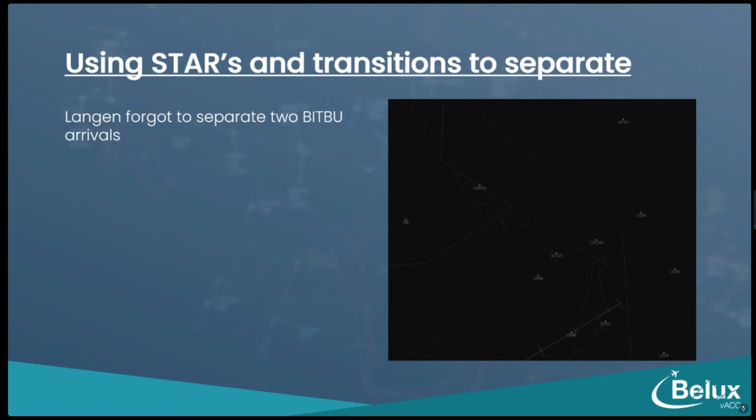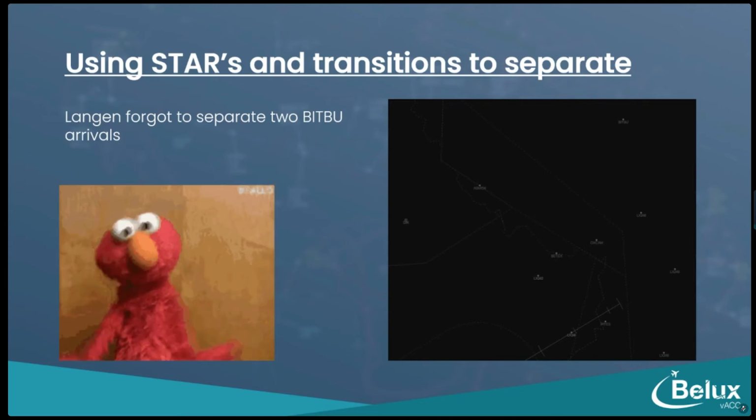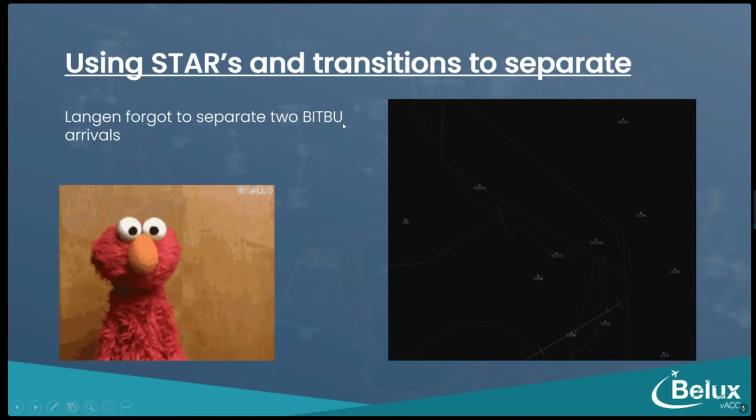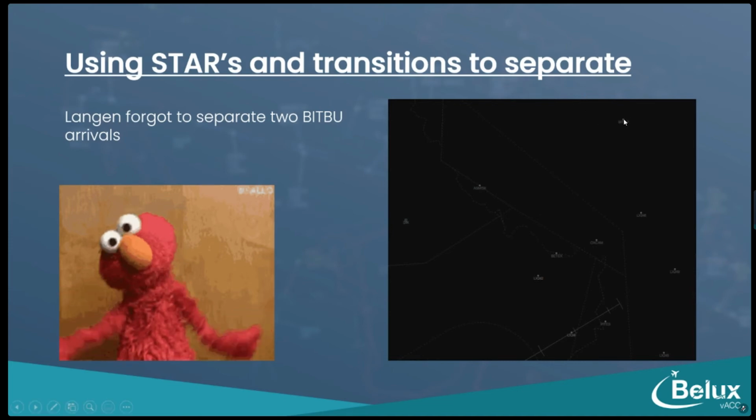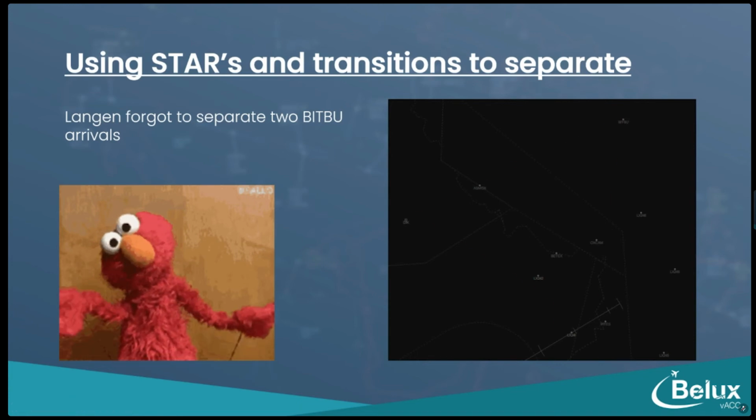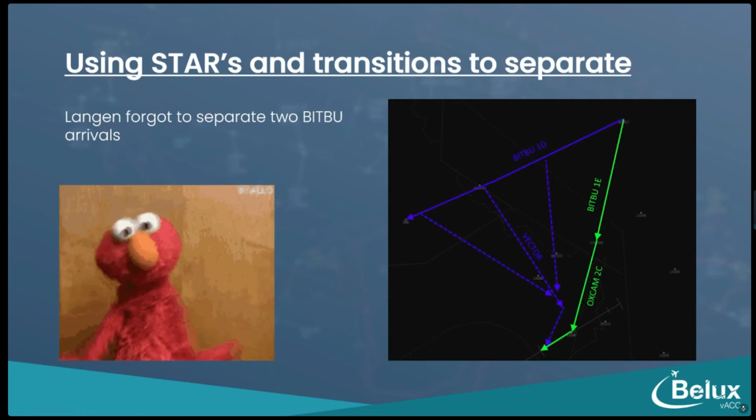No questions? Okay, so to illustrate how you can use stars and transitions together to create separation, I'm going to use a practical example. So let's say Langen forgot to separate two Bitbu arrivals. You know, it happens. So what can you do about it? So we'll assume that the traffic reaches Bitbu at the same moment, and then you can basically do this.